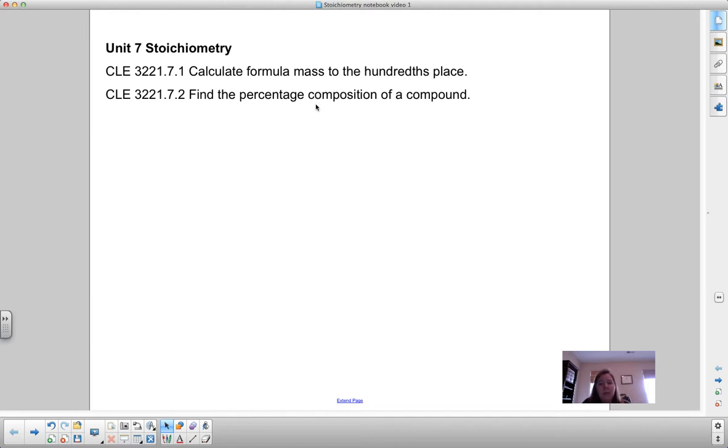After this, we will be getting into empirical formulas and molecular formulas, and then it just kind of goes on from there. So let's get started with this first standard, which is calculating formula mass to the hundredths place, followed with the next part, which is going to be finding percent composition of a compound.